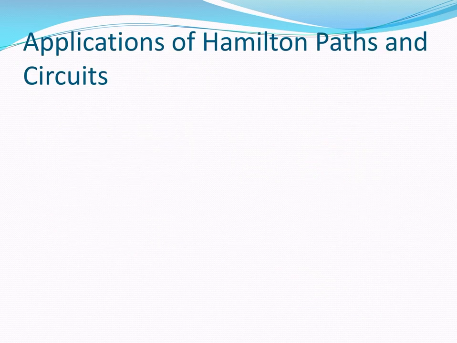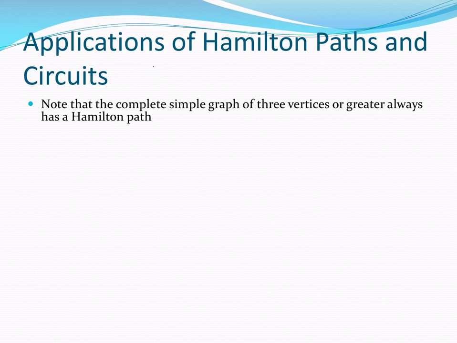All right, let's say a little bit more about Hamilton paths and circuits. First of all, the complete graph with three or more vertices always has a Hamilton path and circuit available. We can always get from every vertex to every vertex because every vertex pair has an edge for the complete graph.